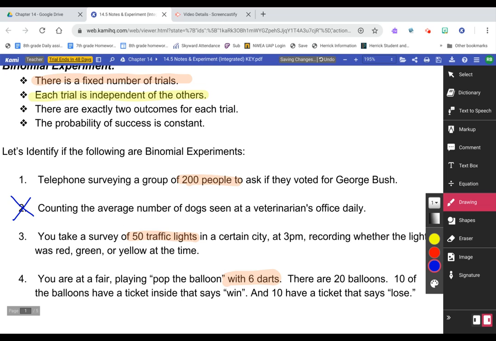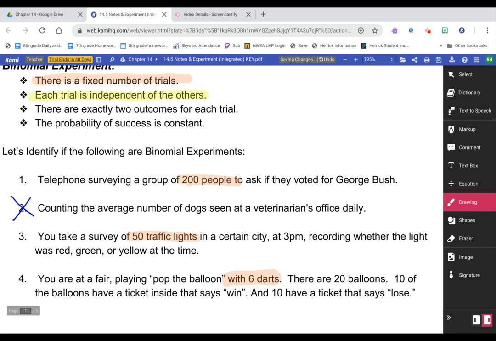Let's see if that happens here. For number 1, when you survey 200 people and ask them if they voted for Bush, is it an independent experiment, meaning like the first person you ask, if they said, yes, I voted for Bush, does that affect whether the second person voted for Bush? And the answer is no, it doesn't. So it's independent. So that meets the second criteria.